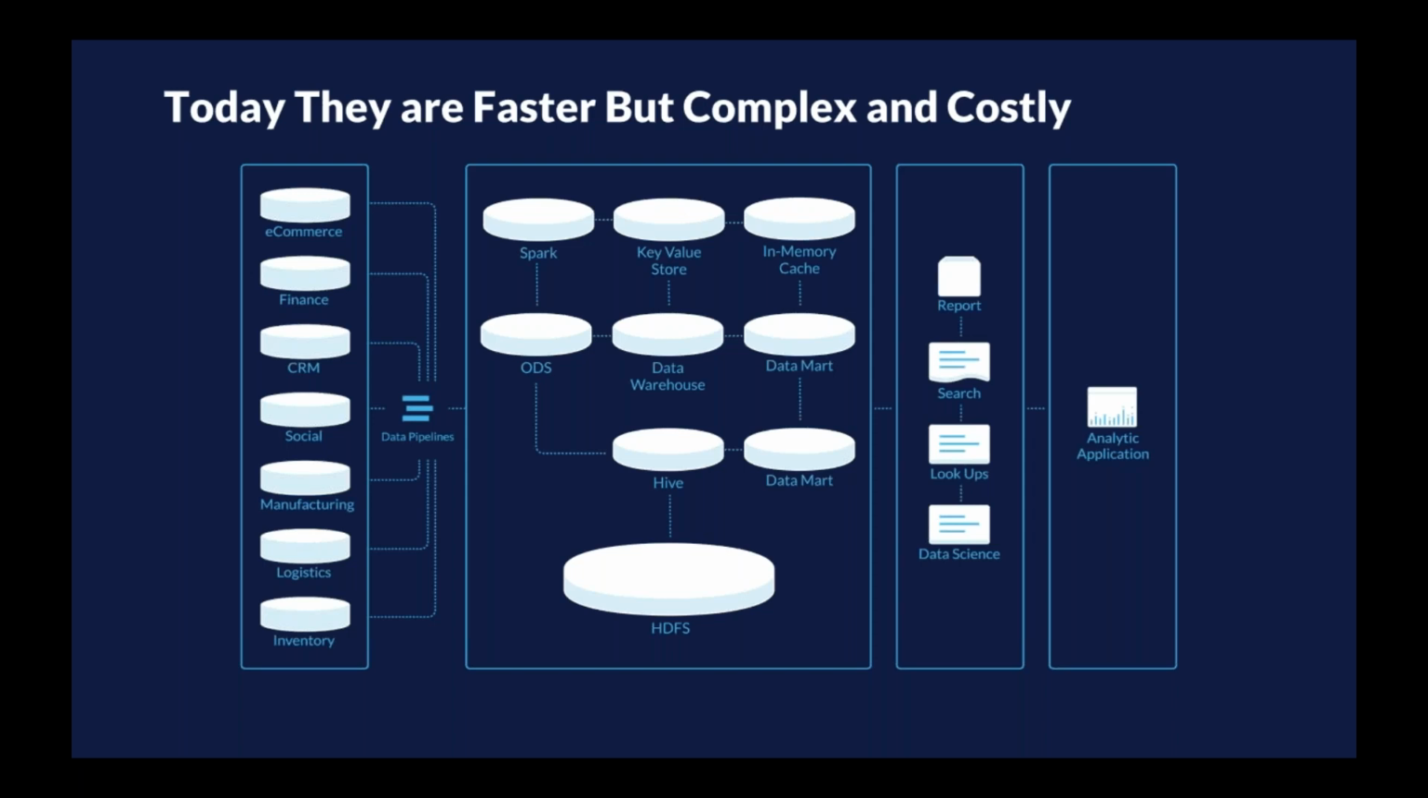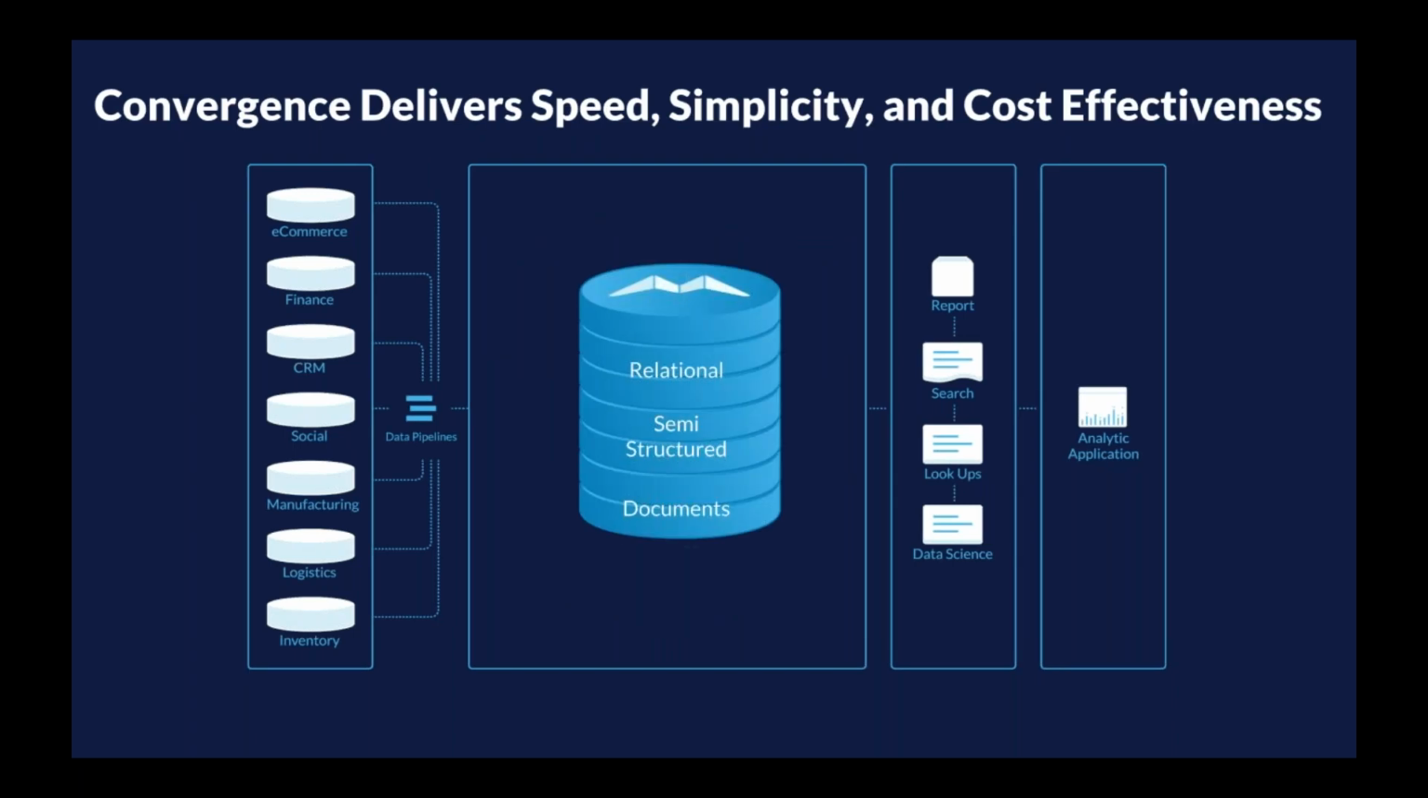In some cases, that might be a real-time requirement. In other cases, it might be a faster lookup capability. Maybe it's a search capability. The net of all of this is that the architecture and infrastructure for IT organizations to enable data-driven decision-making is becoming super complex and very expensive and hard to manage. So we believe the future is in converging.